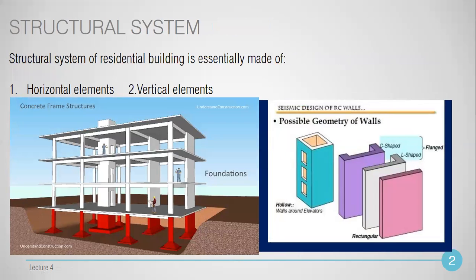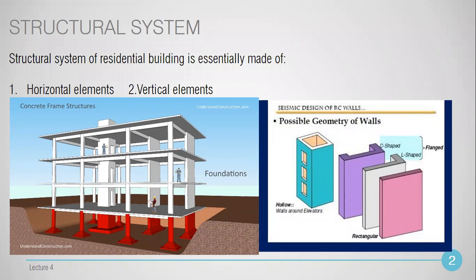Structural system of the building. The structural system of the building is made of horizontal elements and vertical elements. If we name each separately, what we firstly need to understand: vertical elements are the walls, columns, and in some cases vertical foundations, like column foundation or strip foundation, for example.